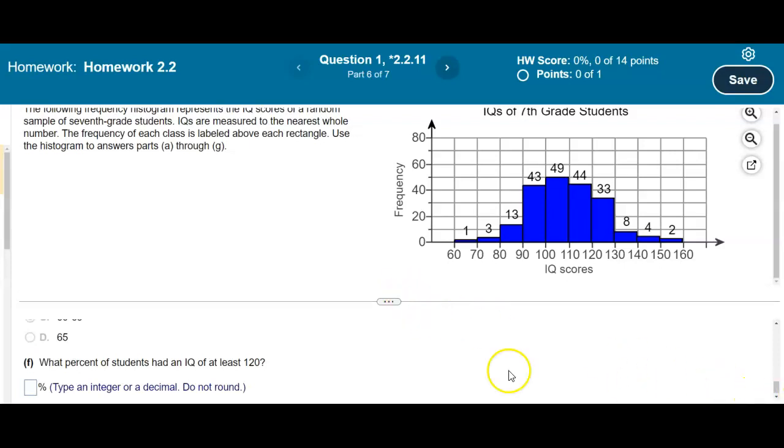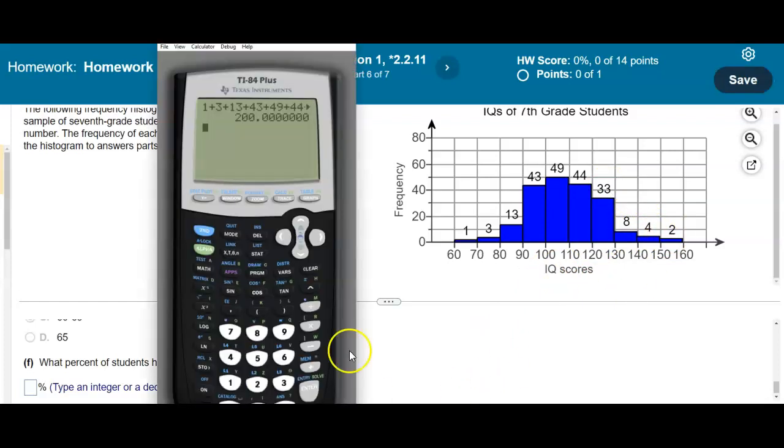Okay, now it says, what percent of students had an IQ of at least 120? Well, how do we find that? At least 120 is going to start at 120 and then go everything greater than 120. So we need to take this 33, add the 8, add the 4, and add the 2, and let's see what we get. So we have 33 plus 8 plus 4 plus 2, and that's 47.